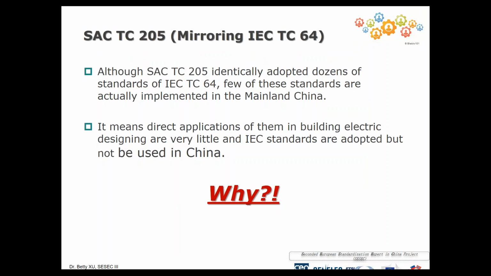However, although SESEC 205 identically adopts the IEC standards, few of them are actually implemented in mainland China. So although the IEC standards are identically adopted in China, the direct applications are very few or very rare. The IEC standards are adopted but not really being used. So we want to see why the IEC standards have been adopted, but are not used in China.